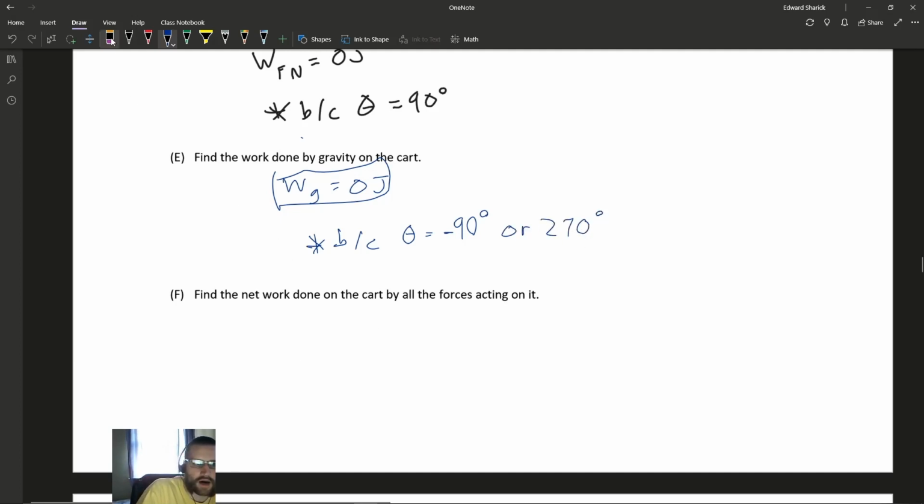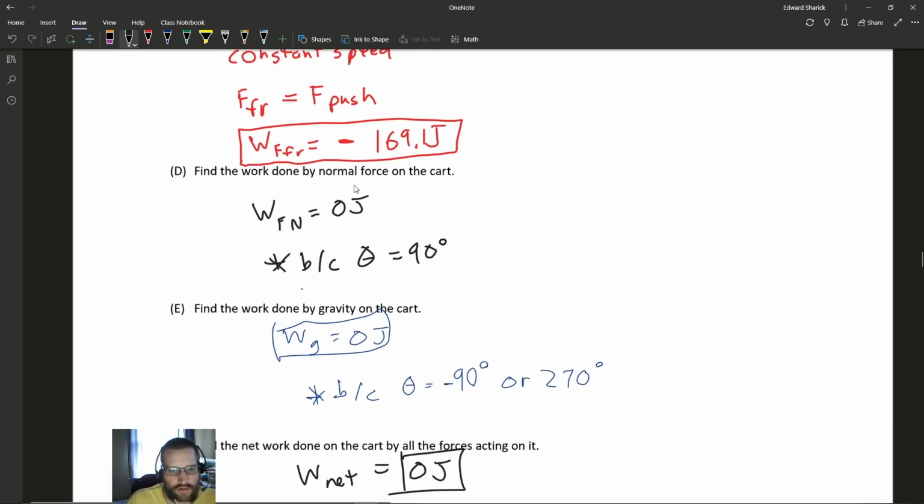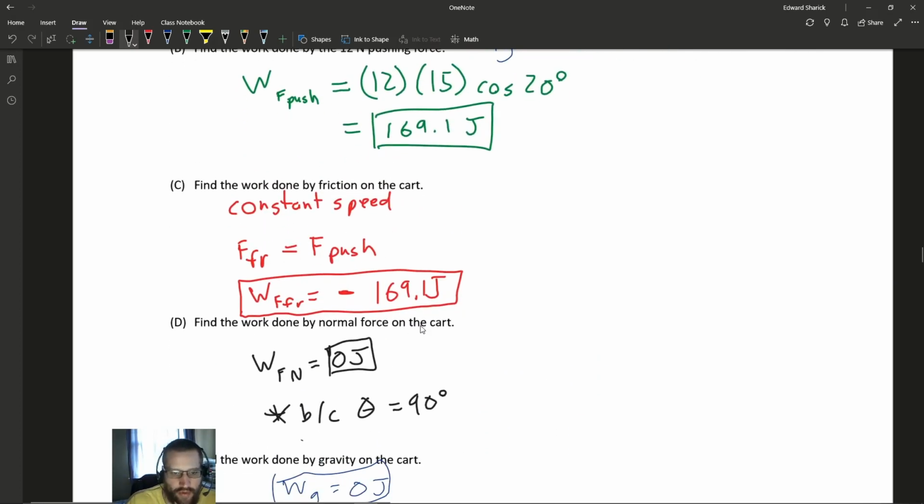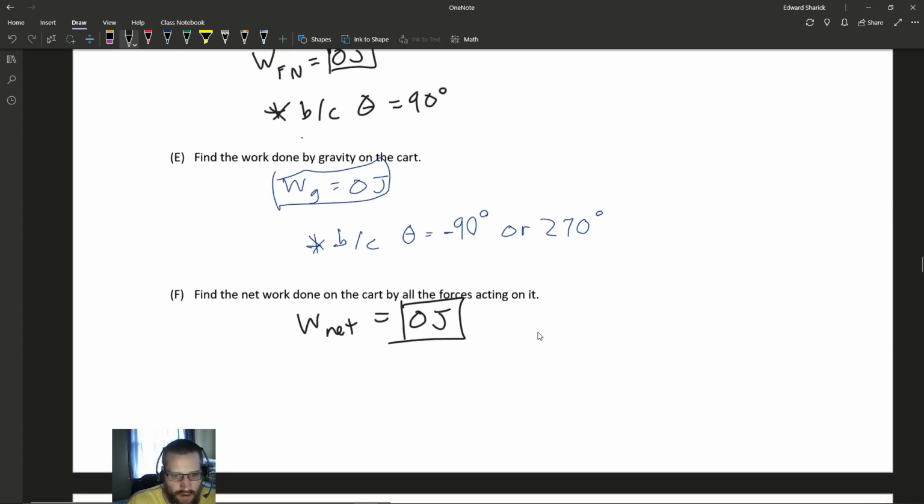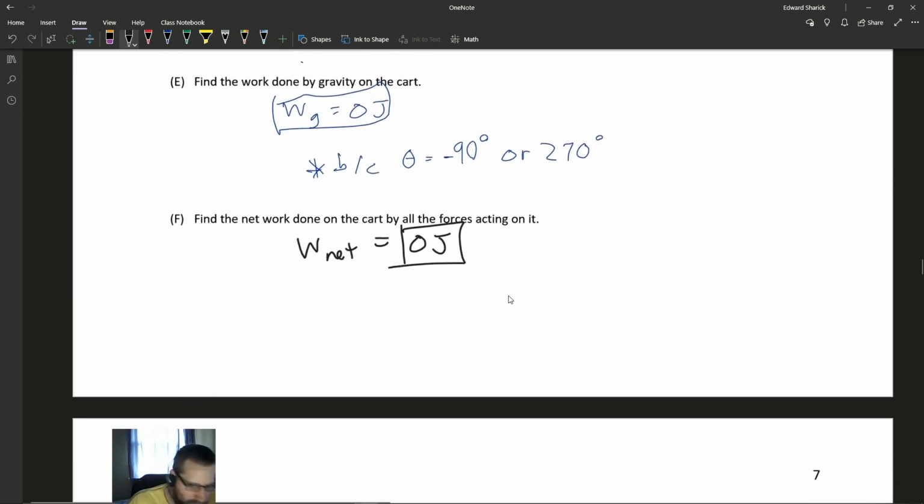All right, and that means my total net work is also going to be 0. If we plug in 169.1 plus 169.1 minus 169.1 plus 0, we get 0. All right, and so that's it for this lesson.